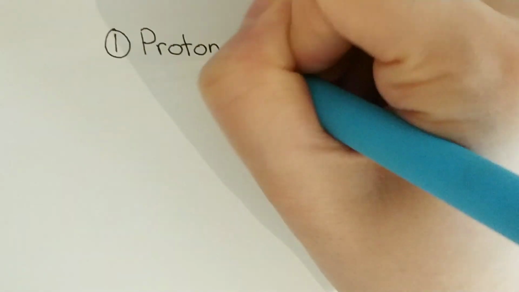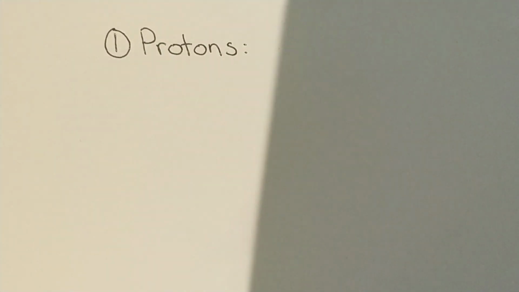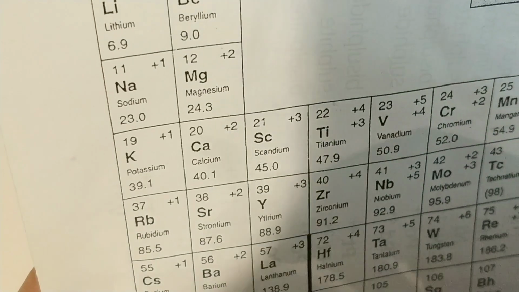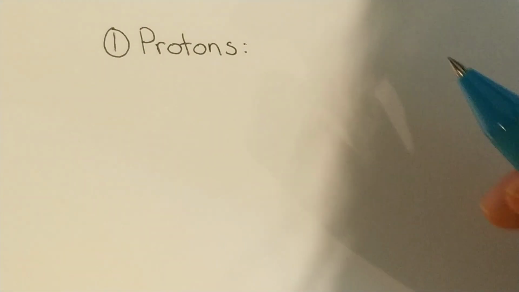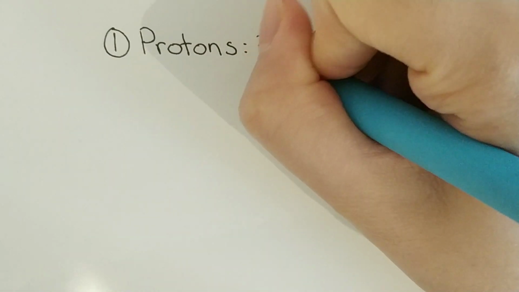To draw the Bohr diagrams, we need to find out several things. The first thing is the number of protons. As you can see from the periodic table, the atomic number of yttrium is 39, which is the number of protons it contains.